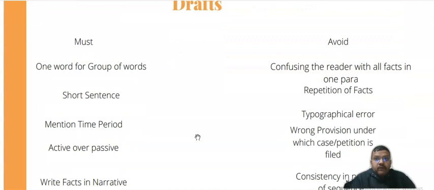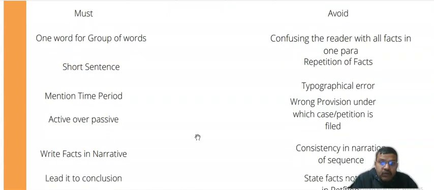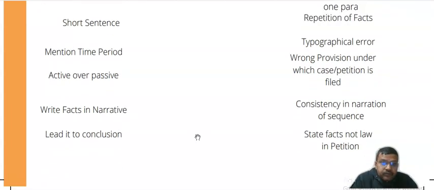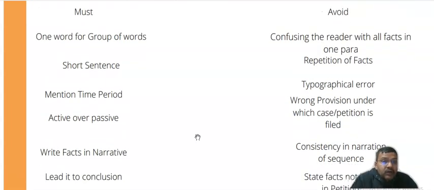Okay, must haves: one word for a group of words, short sentences, mention time period, active over passive, write facts and narrative, lead it to the conclusion. And what we should not do: do not confuse our reader with all the facts in one para. Most of the people I see, they want to have a paragraph of 1 page, 2, 3 pages. No, have 5-6 liner paras. Break it down, make it smaller, conducive. Don't have one or two page paragraphs. It's very difficult to read that long in one breath or one go. So avoid that. Now, repetition of facts, don't do it. Unless it points to a new thought, don't do it.